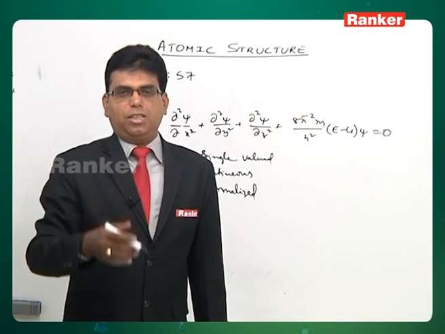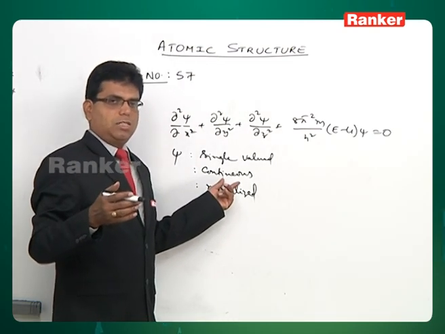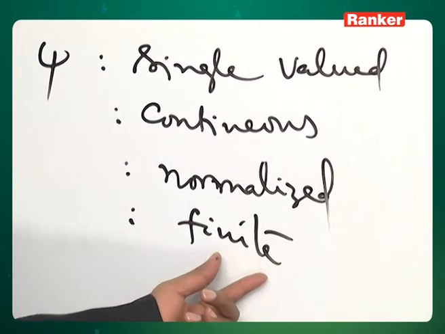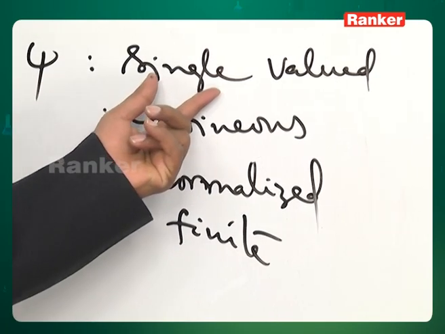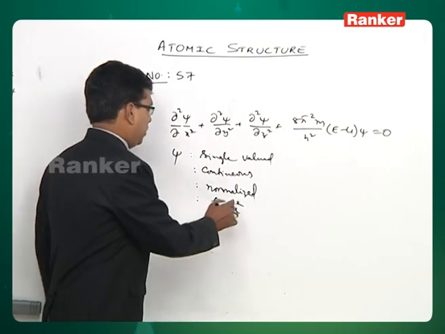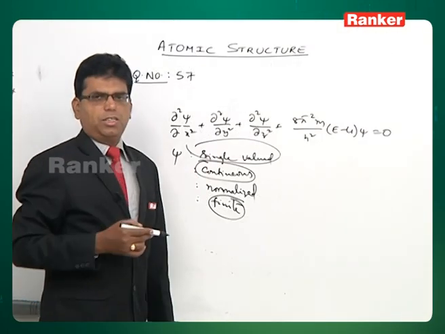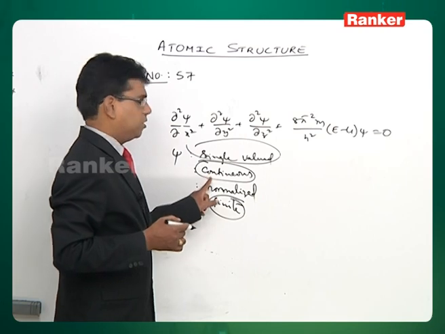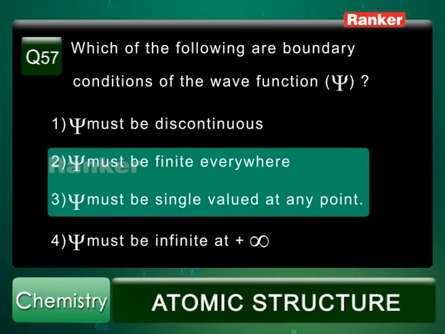So, in this, if you look at it, here psi must be discontinuous is not correct because psi must be continuous. Psi must be finite. Yes, psi must be finite. This is another condition. It cannot be infinite. And psi must be single valued. Yes, it should be single valued. And psi must be infinite. No, psi cannot be infinite. Psi must be finite. Psi must be continuous. Psi must be single valued. So, in this, the options that are correct are options 2 and 3. Discontinuous is not correct because it must be continuous, and infinite is not correct because it is finite. So, the only options correct are 2 and 3.